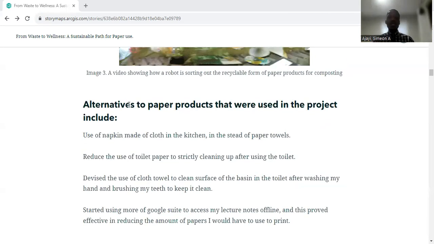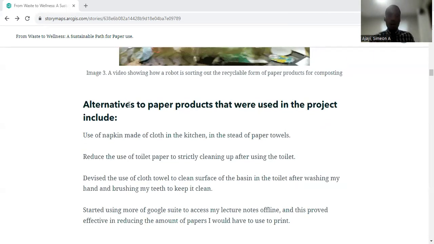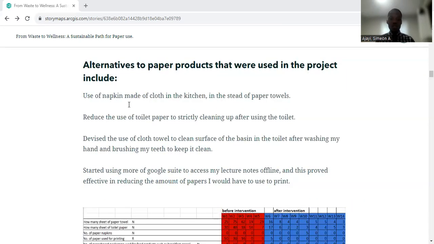So the alternatives to paper products that I employed in my project include these. Number 1 is the use of cloth napkins in the kitchen.